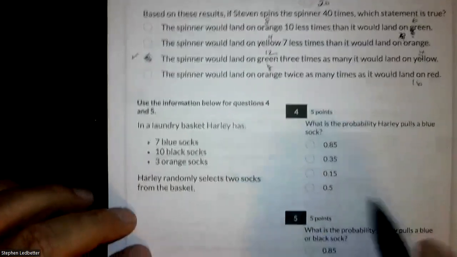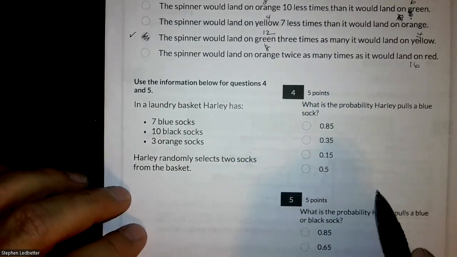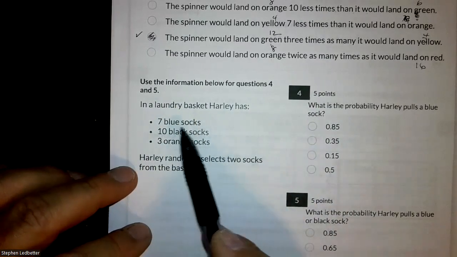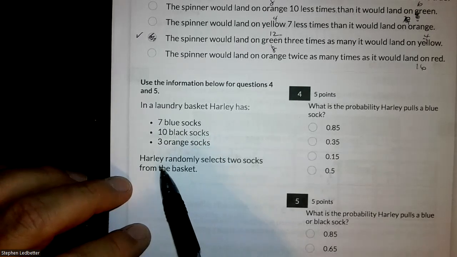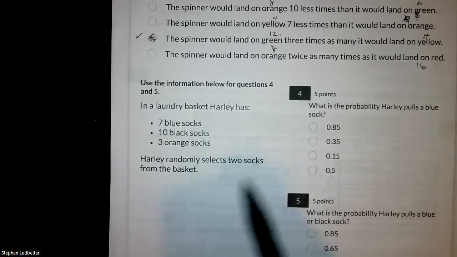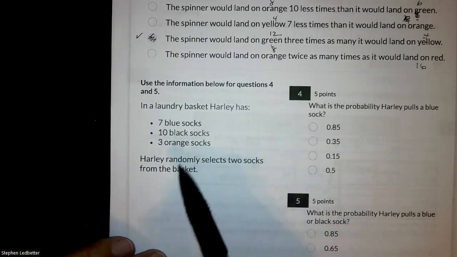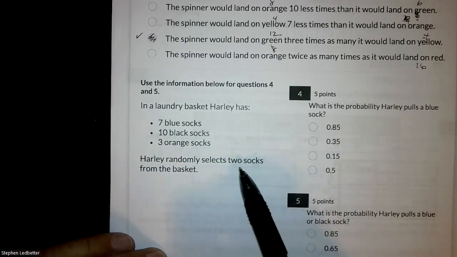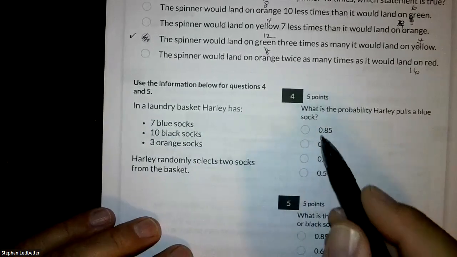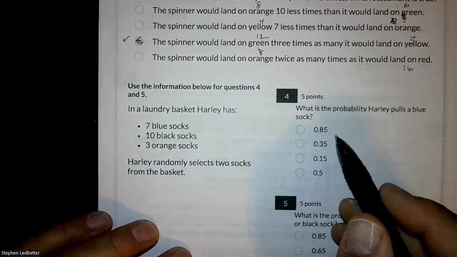Number 4 and 5 go to this one right here. All right, so you're going to have to pay attention to this. In a laundry basket, Harley has 4 blue socks, 10 black socks. Harley randomly selects 2 socks from the basket. All right, this one's kind of tricky because it says Harley randomly selects 2 socks. Well, I'm assuming a pair, like these are pairs, but it doesn't really say that. What is the probability Harley will pull a blue sock?